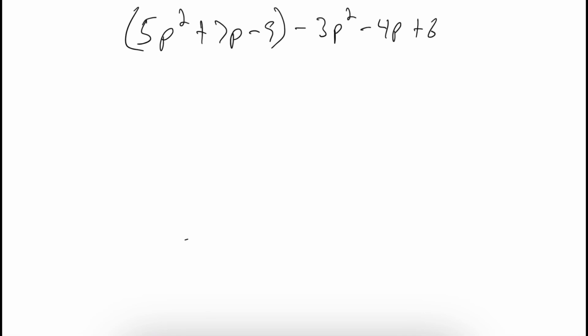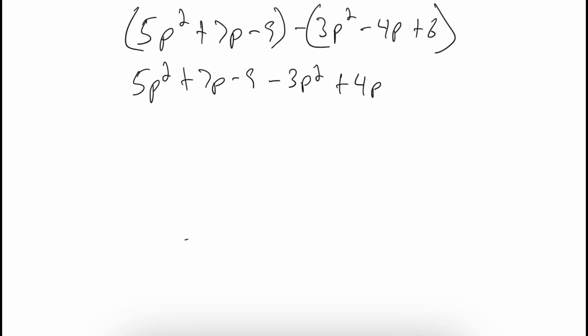Next we have 5p squared plus 7p minus 9, all in parentheses, minus 3p squared minus 4p plus 6, all in parentheses. So with subtraction, our first step is to change the sign in the last one. So 5p squared plus 7p minus 9 minus 3p squared plus 4p minus 6. So now instead of grouping them all together, we're going to try to remember things. So we're going to do 5p squared minus 3p squared, which is 2p squared.